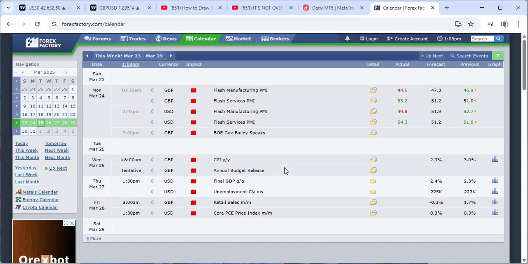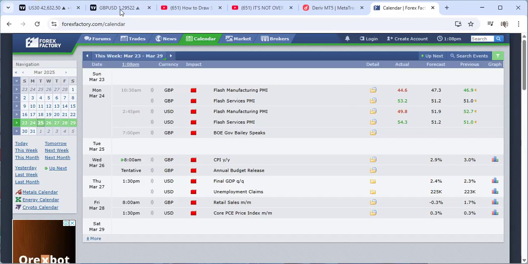There was news here in the morning. Today is Tuesday, okay? There's no news today. Tomorrow we have news. We have CPI news, we have annual budget release. That's Wednesday. Then Thursday. Today, Tuesday, there is no news. There was news yesterday, Monday, a lot of news activity for GBP pairs.